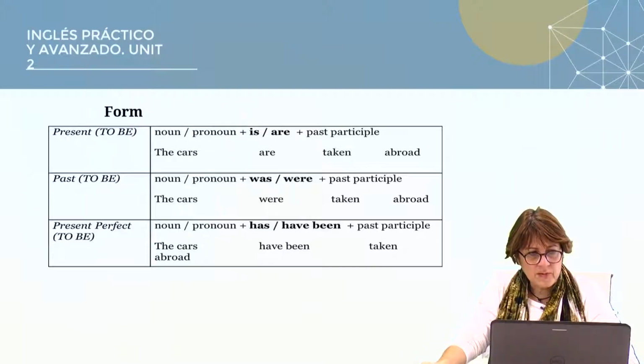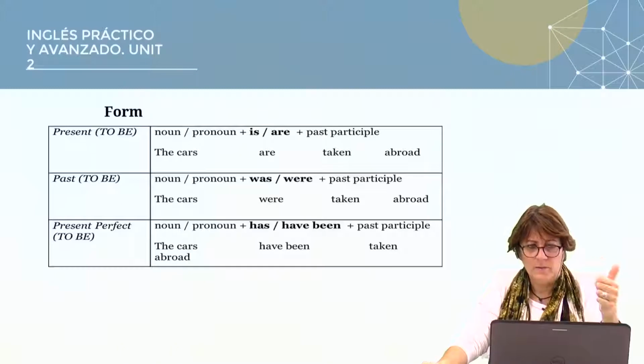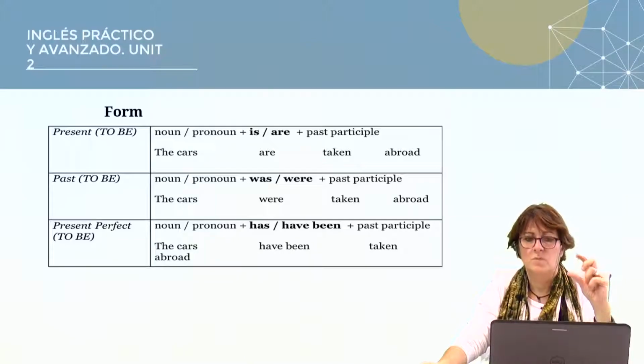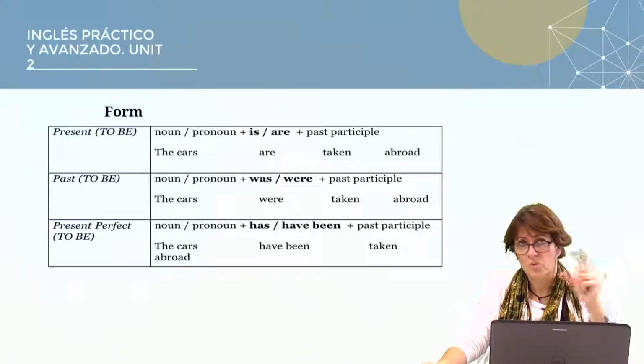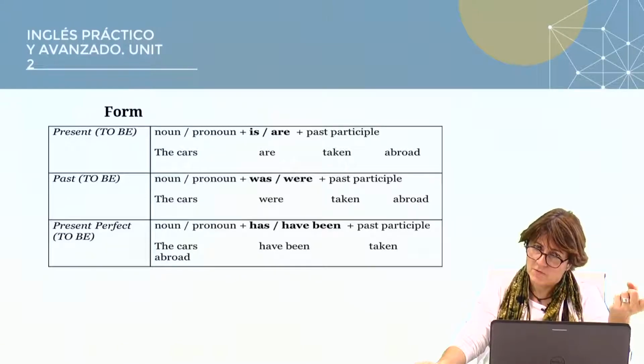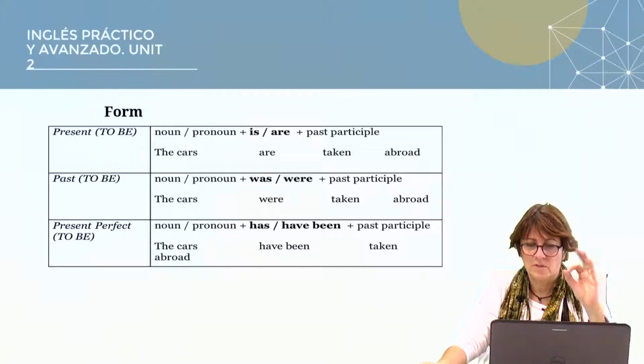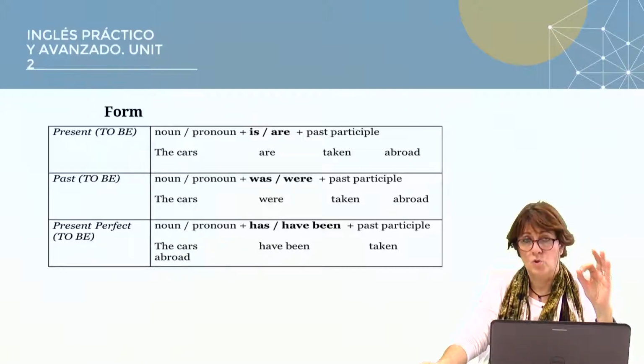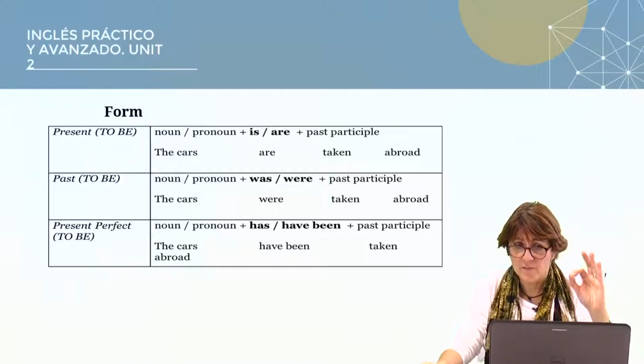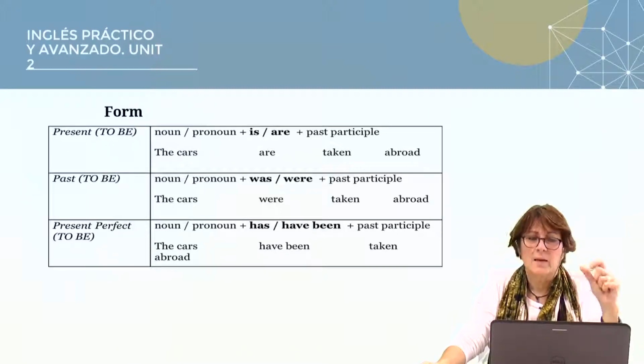Okay, for example, we have present, that I told you that if it's present, the verb to be has to be in present. Past, so the past in passive has to be the verb to be in the past. Was or were. Remember that was is for singular and were for plural. And the present perfect. If there was a present perfect in active, there should be another present perfect of the verb to be, have been, has been, in the passive.